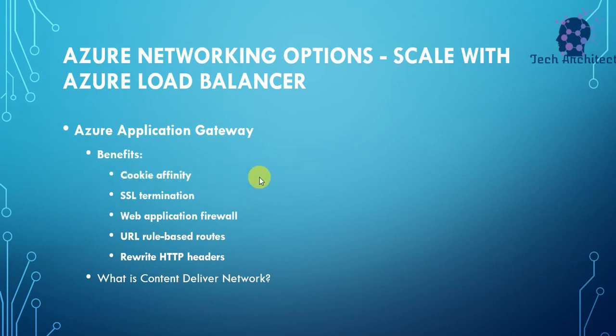Cookie affinity, useful when you want to keep a user session on the same backend server. SSL termination, which can manage your SSL certificate and pass unencrypted traffic to backend servers to avoid encryption and decryption overhead. Web application firewall supports a sophisticated firewall with detailed monitoring and logging to detect malicious attacks against your network infrastructure.